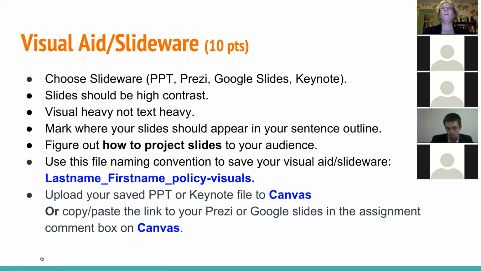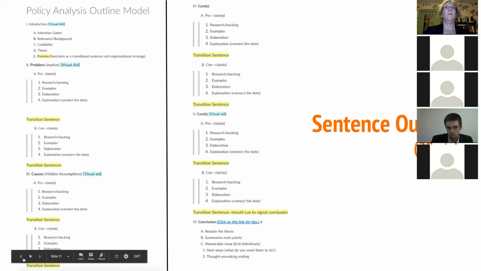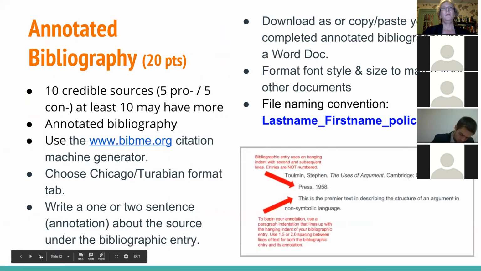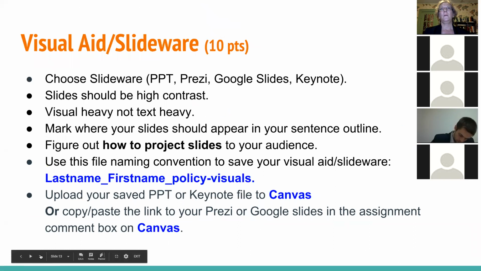You should mark where your slides are going to appear in your sentence outline. I forgot to point that out earlier, but you can see where I did this here. You really should mark that, because when you get to speaking, sometimes it's easy to forget when to advance to the next slide. But if you have that cue there on your sentence outline, it makes it very nice, so you know when to click and go to the next slide. Like I said earlier, you have to figure out how to project your slides to your audience, so problem solve that.